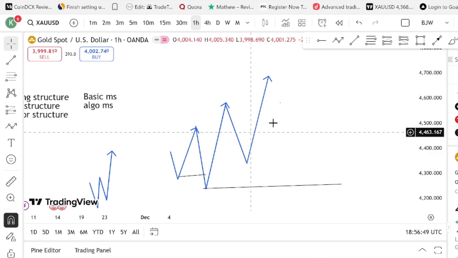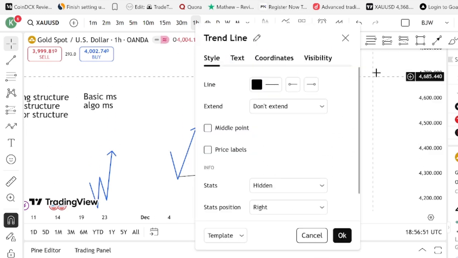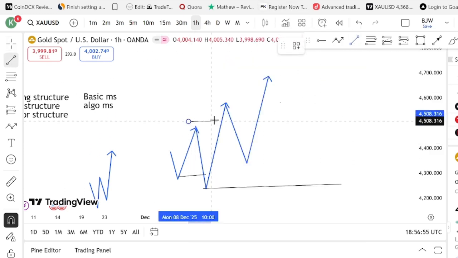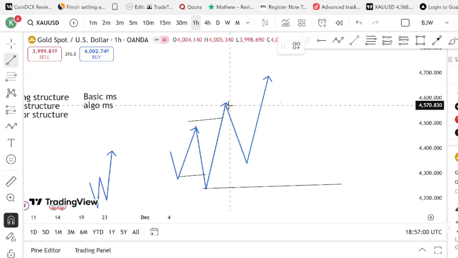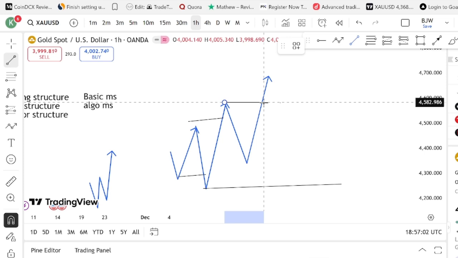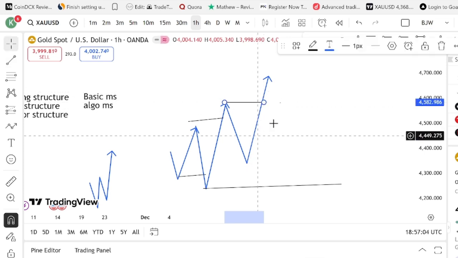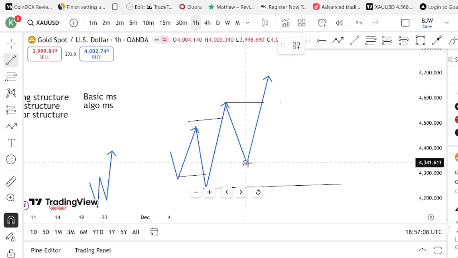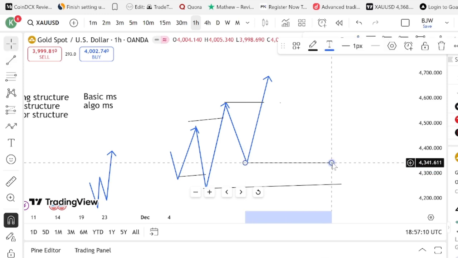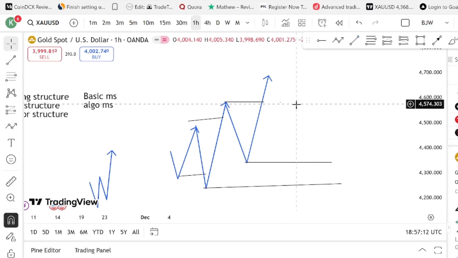To mark out your first break of structure like this, and you mark out another break of structure like this, right? Now you've gotten this, then you mark out this low right here, basically, right? Easy peasy. Now you've seen this. Now this is in a bullish trend, you want to know.